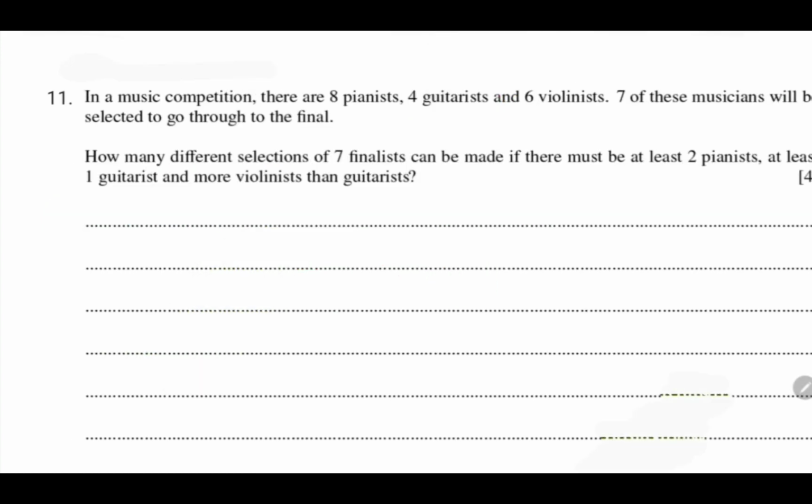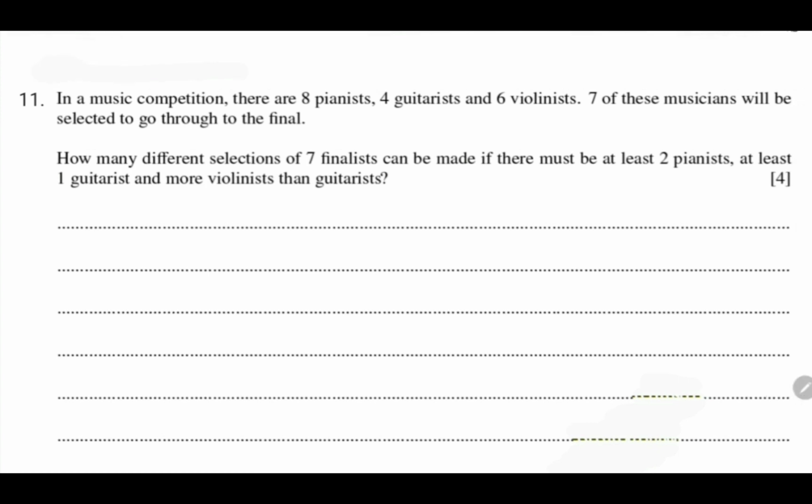Read 11th question. In a music competition, there are 8 pianists, 4 guitarists, 6 violinists. So 7 of these musicians will be selected to go to the final. So how many different selections of 7 finalists can be made if there must be at least 2 pianists, at least 1 guitarist, and more violinists than guitarists?